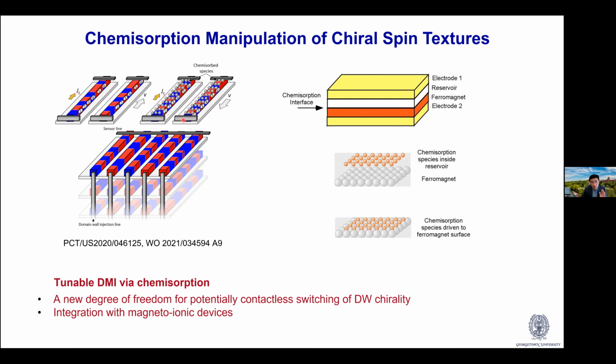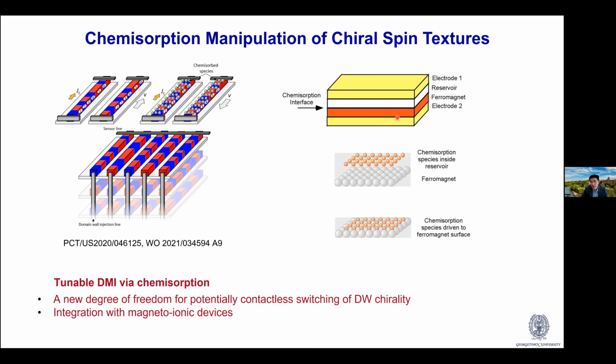For example, under current-driven spin orbit torque, the domain wall would be going in one direction. If we switch the domain wall chirality, it should reverse the propagation direction. And this idea can be adapted into 2D or 3D structures. So that could allow us to address the spin texture in a contactless fashion. We don't have to put individual electrical leads to each one of these spin textures. Using this chemisorption angle, we can switch the chirality very conveniently.